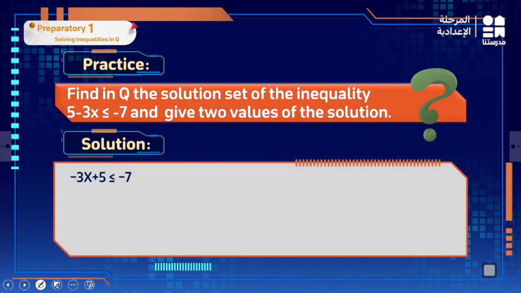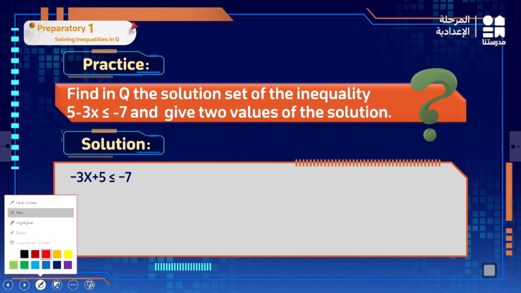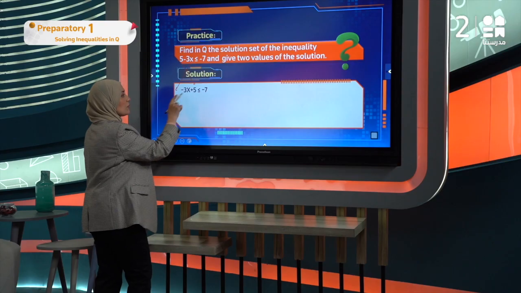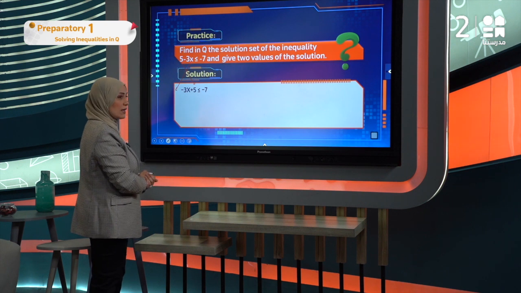First of all, I need to rewrite it, because we have to start with the variable to make it easier for us. So I'm going to write it like that. I'm going to bring -3 at the beginning. Then this 5 is positive, so it is plus 5. So -3x plus 5 is less than or equal to -7.